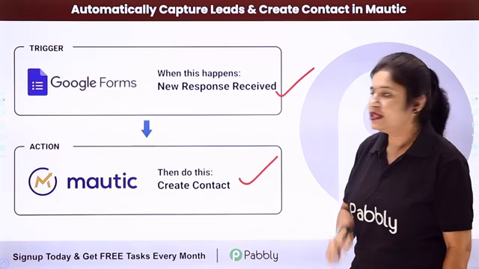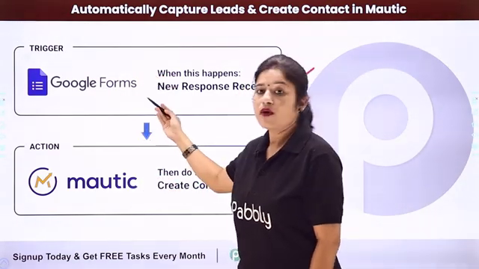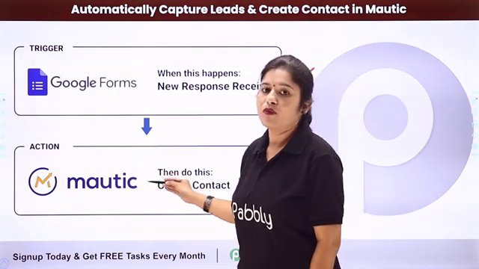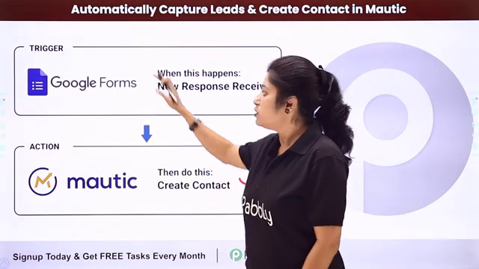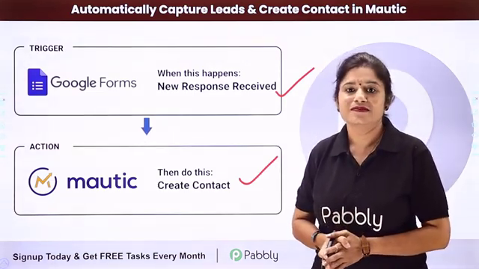For that, you need to integrate Google Forms with Mautic. So here your trigger application would be Google Forms and your action application would be Mautic. So how you can integrate both these software applications using Pabbly Connect? For that, you need to come to my screen.